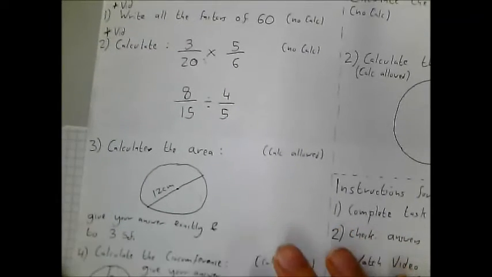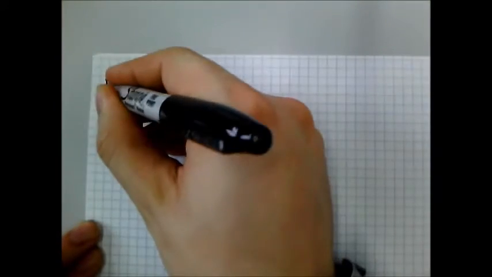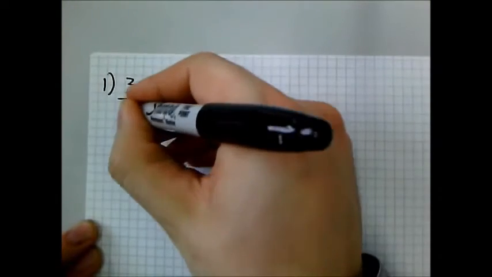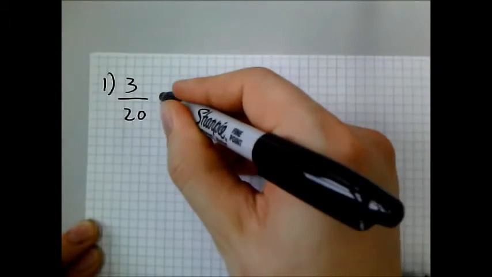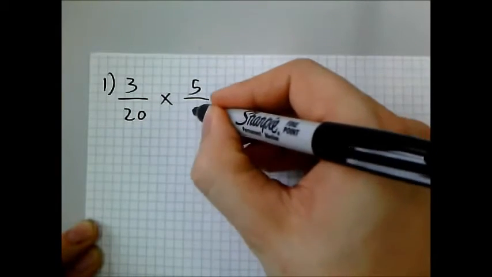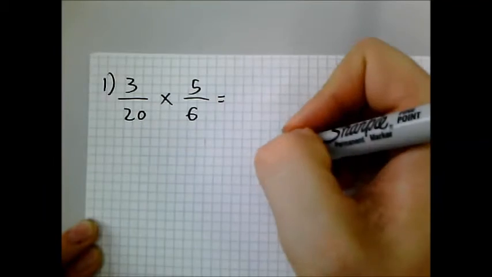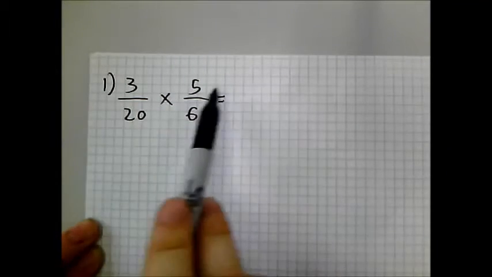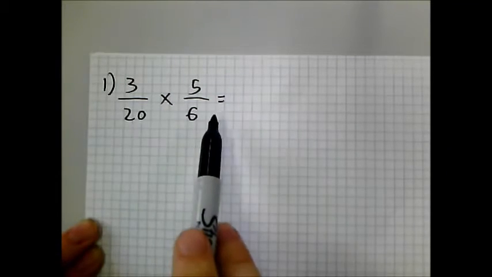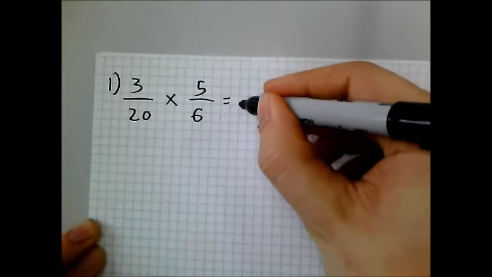Now, if we look at question 1, we are being asked to find 3/20 multiplied by 5/6. Okay, so let's get the question down. 3/20 multiplied by 5/6. There might be a few ways that you can do this. You can multiply the numerators and the denominators, but even better is to do this method.